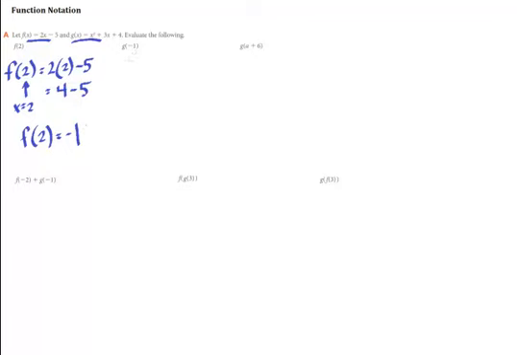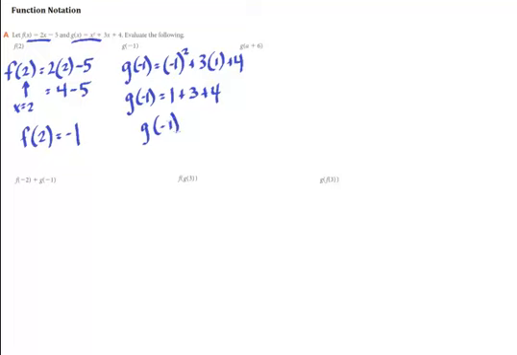Our next one says g of negative 1. So g of negative 1 means that I replace all my x's with a negative 1. Note that I want the entire x squared plus 3 times x plus 4. Just computing what I have, g of negative 1 would be negative 1 times negative 1, the entire quantity squared, plus 3 plus 4. G of negative 1 is then 8.